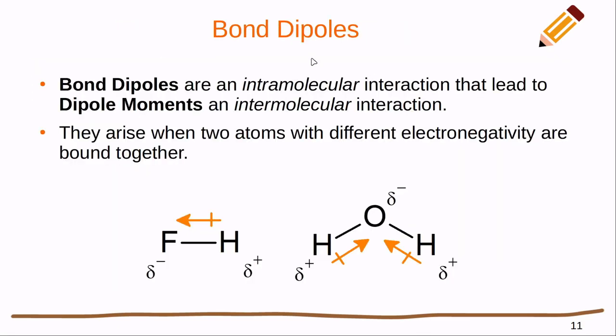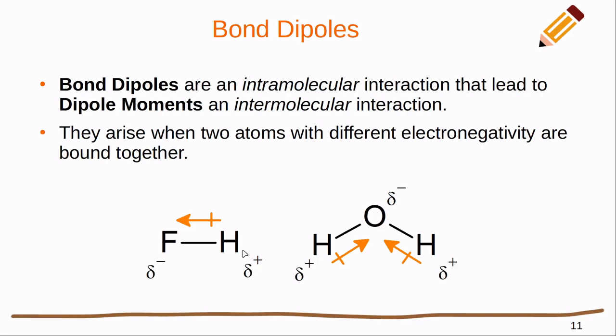All right, here's where we have to be really clear about our language again. We have bond dipoles, and these are intramolecular interactions. So these occur within a molecule, and they lead to dipole moments, which are the intermolecular interactions we're actually interested in studying. They arise when two atoms with different electronegativity are bound to one another.